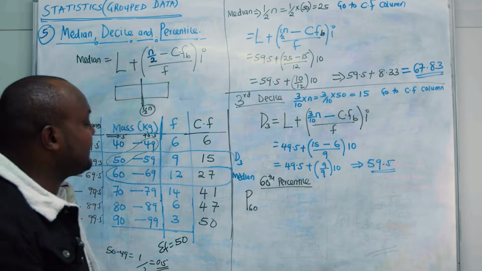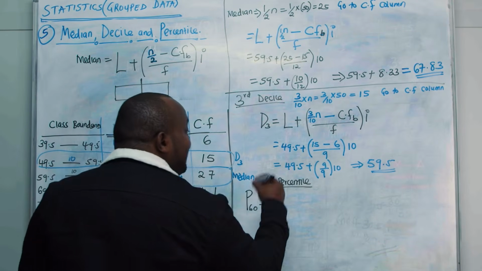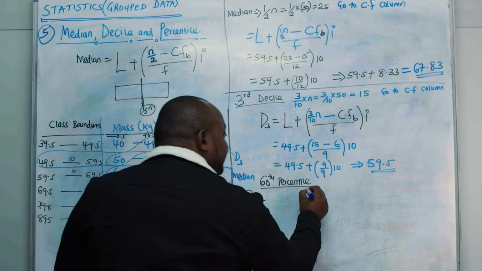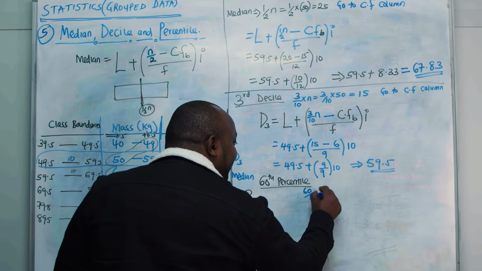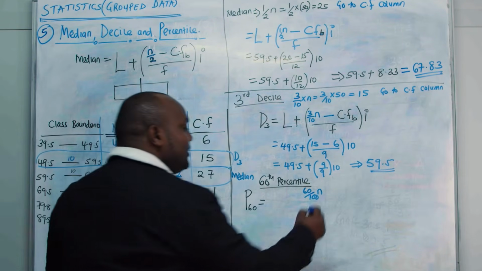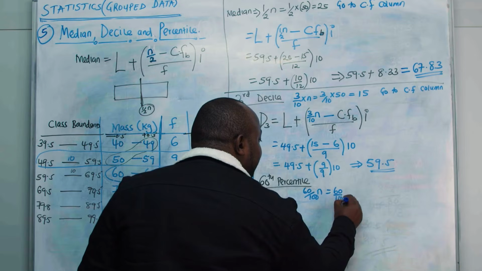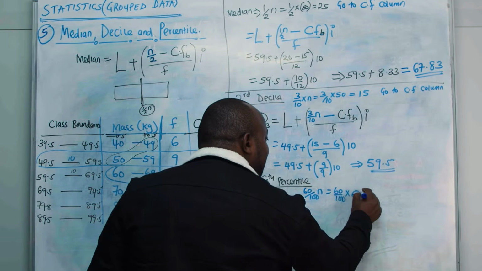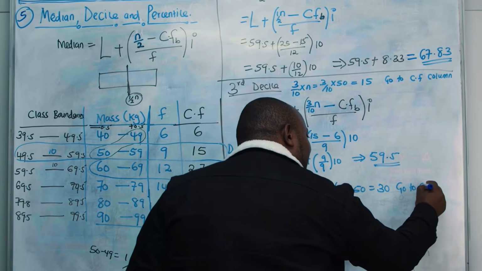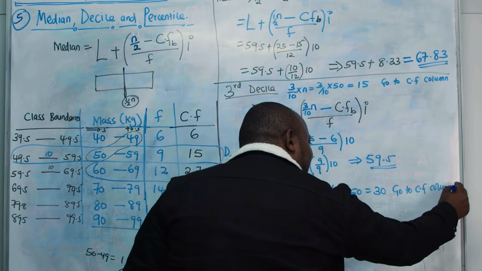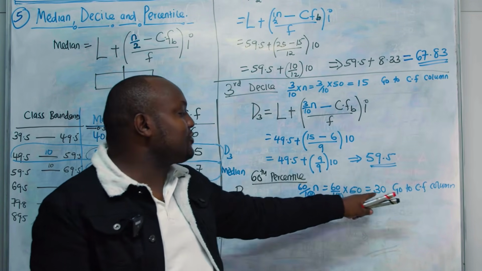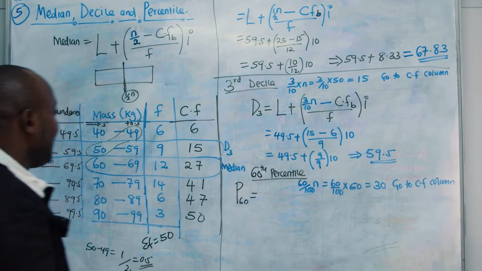So in this case, P60, 60th percentile, the formula is the same. But before that, I need to get 60 over 100 n. Because I said 60th percentile means it's 60 over 100. So it will be 60 over 100 times the total frequency, which was 50. So you realize it is 30. Then you go to the cumulative frequency column. So we said after getting this 60 over 100 n, the first step is for us to get which class we are going to use. We have gotten 30.